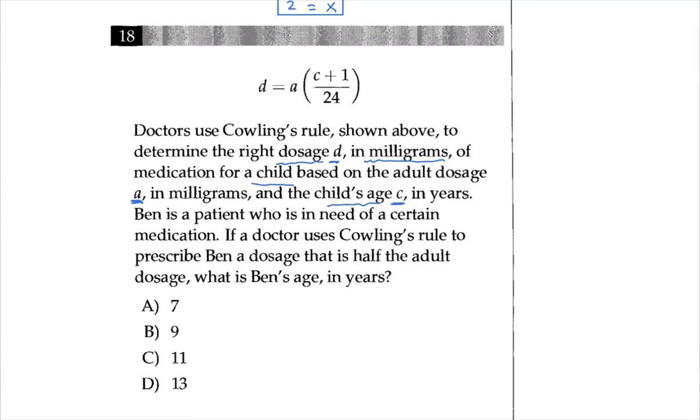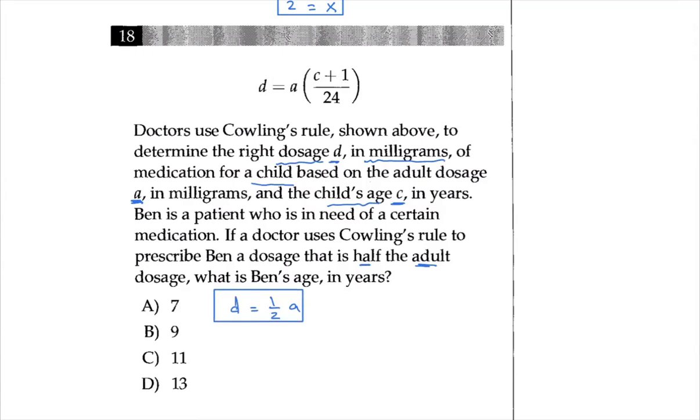Ben is a patient in need of a certain medication. If the doctor uses Cowling's rule to prescribe Ben a dosage that is half the adult dosage, right? So now the right dosage will be how much? Half the adult. What is the right dosage? D. So the given here is D equals how much? Half the adult dosage. This is the given.